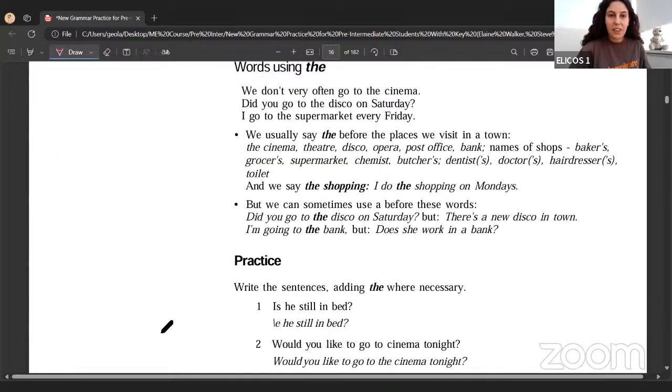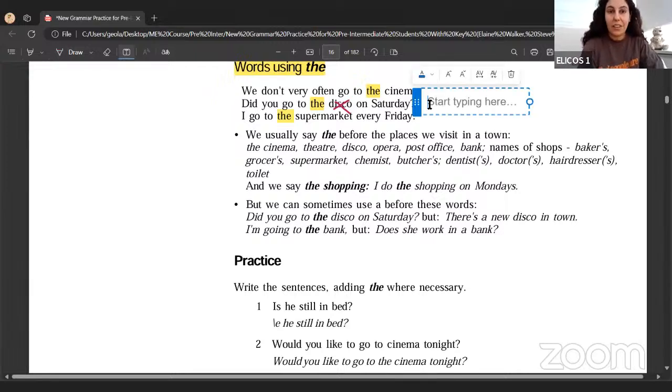Okay, words using the. So that was not the. Now we have the. When do we know to put the? We don't very often go to the cinema. Did you go to the disco on Saturday? I go to the supermarkets every Friday. Disco is not common anymore. We don't say that. We say now, did you go to the bar or club?